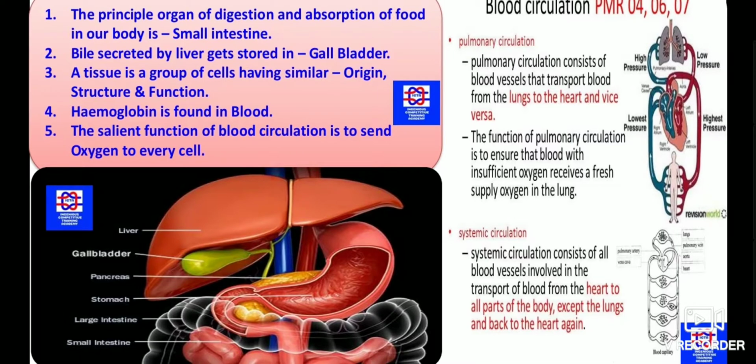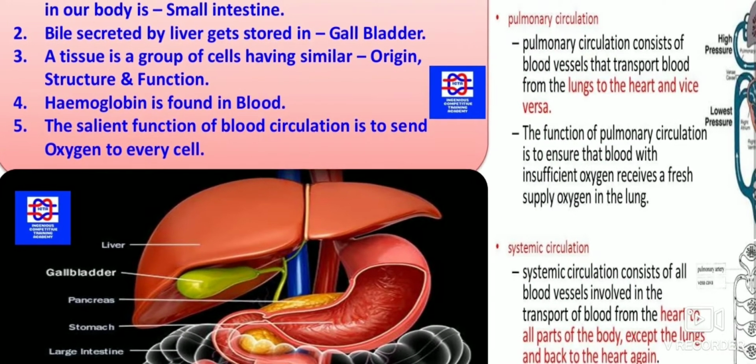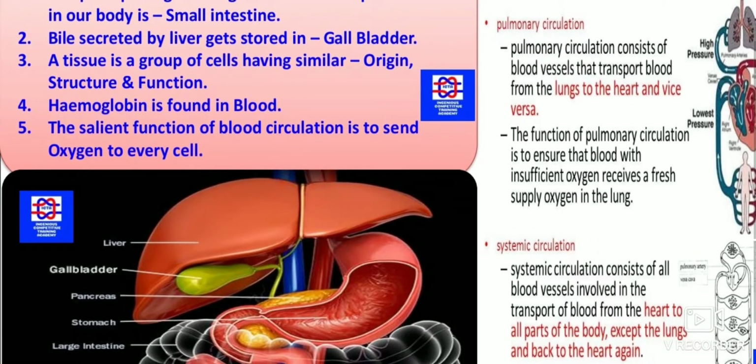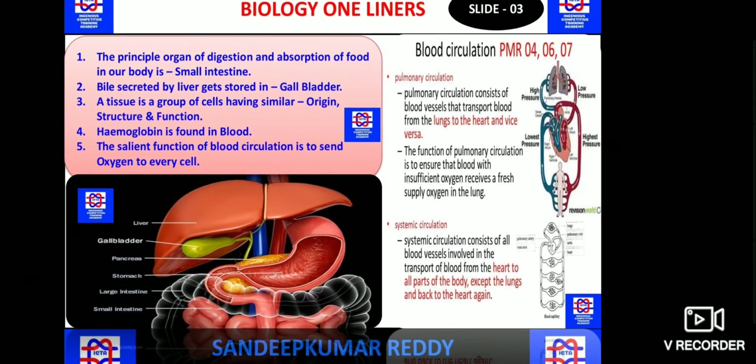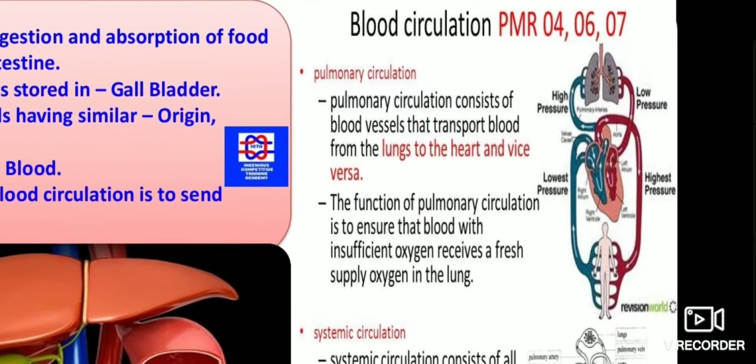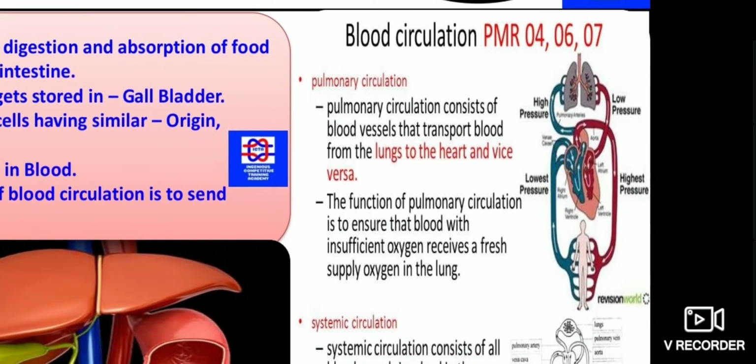A tissue is a group of cells having similar origin, structure and function. Again, we have hemoglobin, which is found in blood. The salient function of blood circulation is to send oxygen to every cell. We knew that blood has hemoglobin whose function is to carry oxygen from one place to another all over the body.